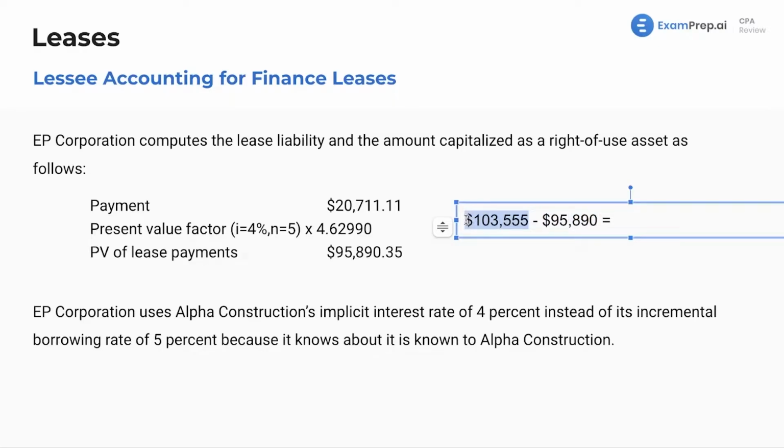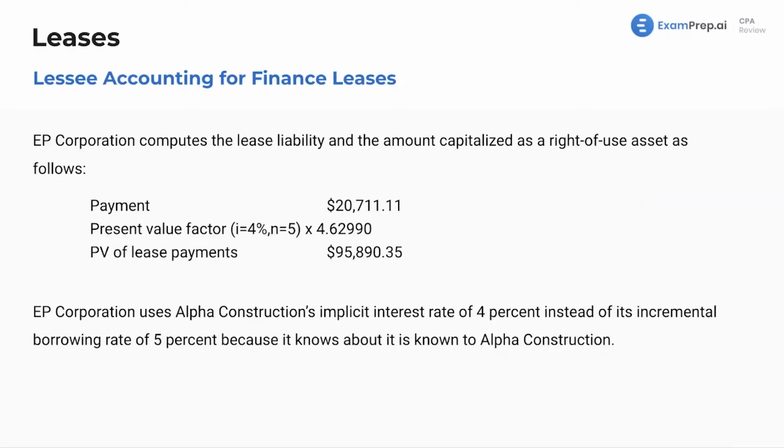You're really paying $103,000 because that's a simple calculation, but your money is worth more today, and you're not giving it up today because you can give it up later in the years that you're leasing it. I always like to drill that down. That is something that confuses the heck out of people. It confused the heck out of me. I'm never going to pass that up without explaining it again. EP Corporation uses Alpha Construction's implicit rate, right, instead of the incremental borrowing rate because it is known.